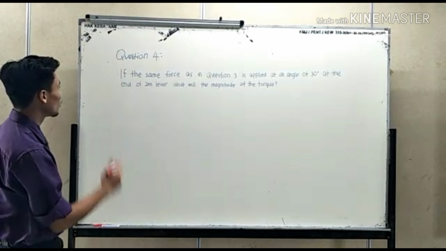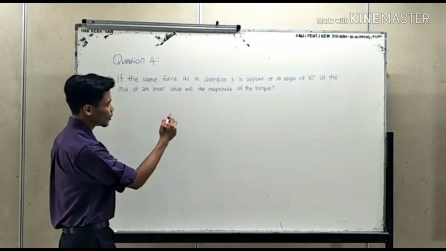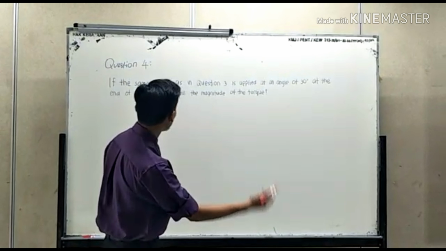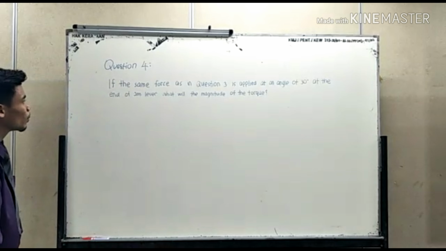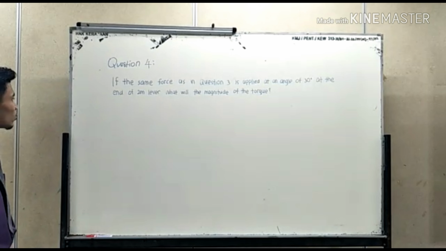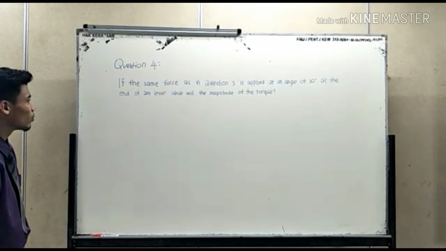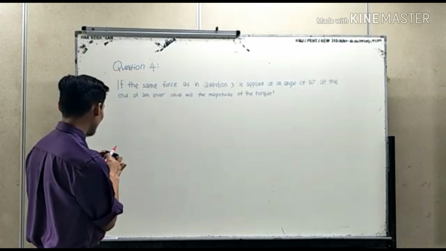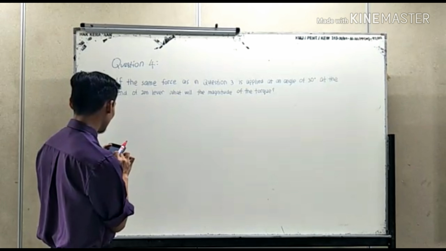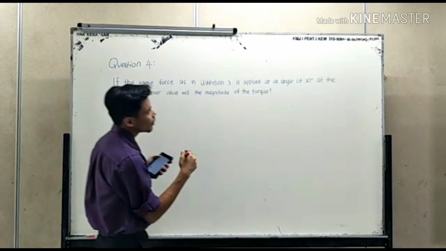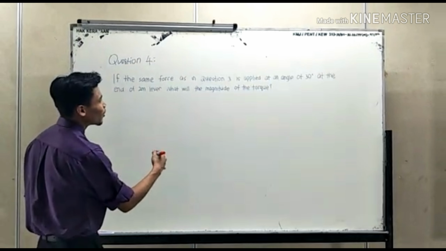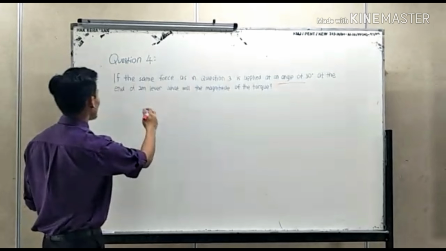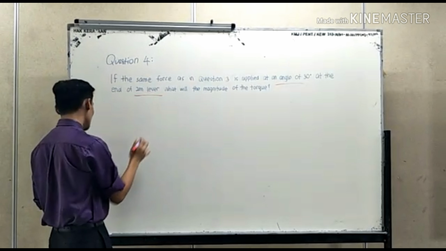For question number 4, if the same force as question number 3 is applied at an angle of 30 degrees at the end of the lever, what will be the magnitude of the torque? So from this question, it is easy for us to get the answer because we have the angle 30 degree and the 2 meter lever.